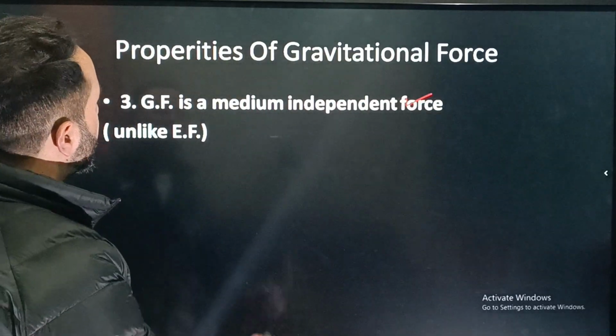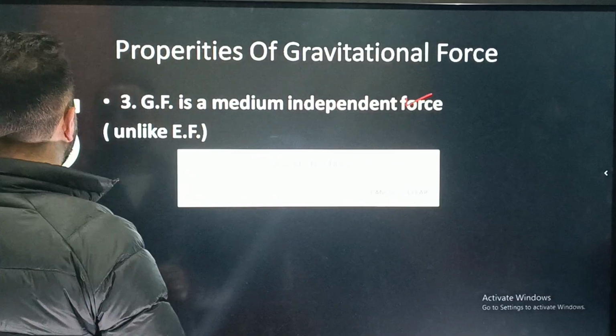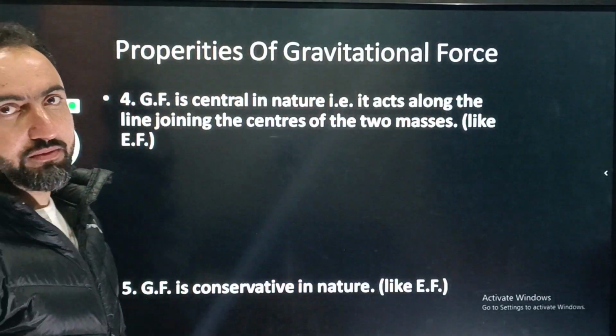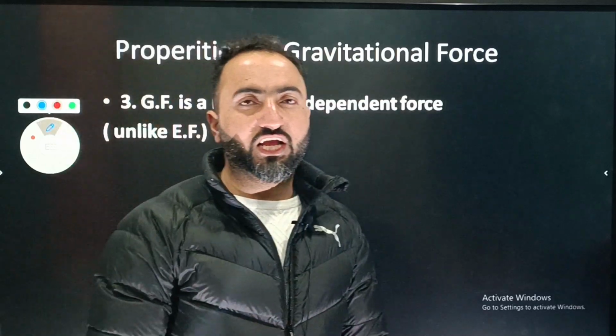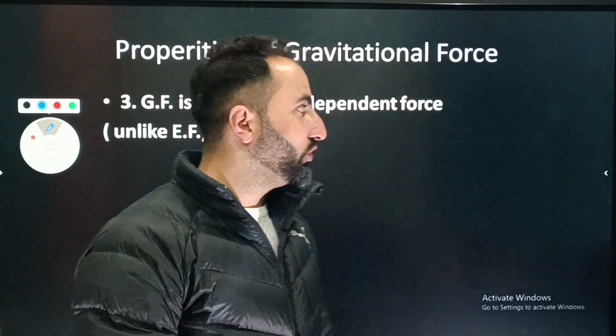Property number three: gravitational force is medium independent. Highly important. Medium independent simply implies that if there are two massive particles separated by vacuum or by any other material medium, the force will remain the same. The force is going to stay the same.